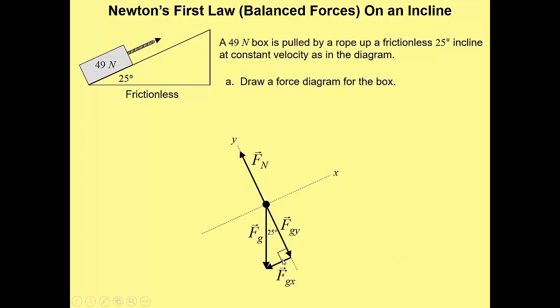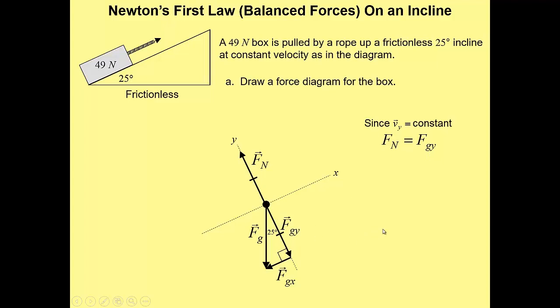Is it moving along the y-axis? No. Right? It's only moving along the x-axis, which is why we rotated the axes, which means it has a constant velocity of 0 perpendicular to the incline, and therefore the forces perpendicular to the incline have to balance. So F_N and F_gy have to balance out. Not F_g, right? F_gy have to balance out.